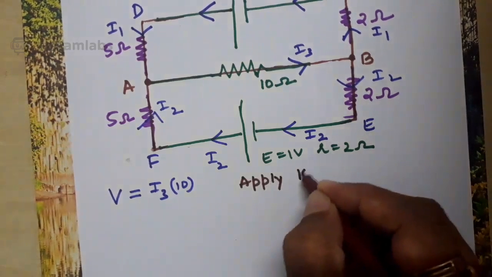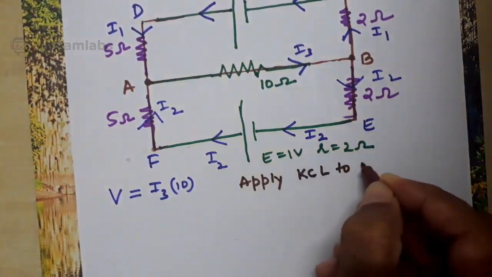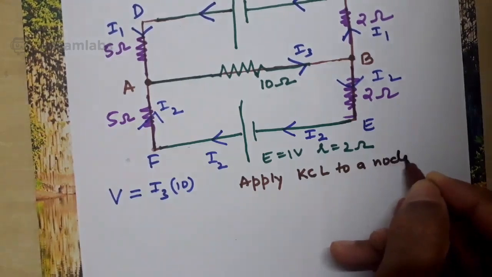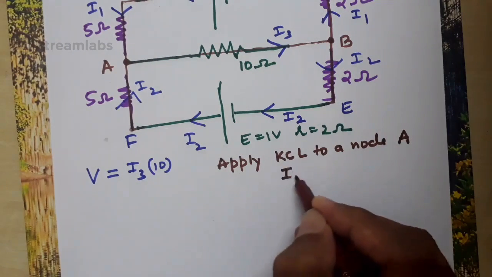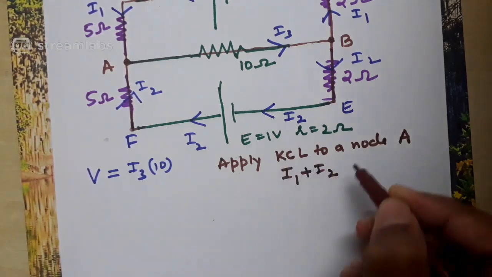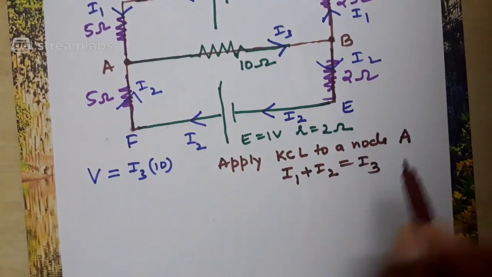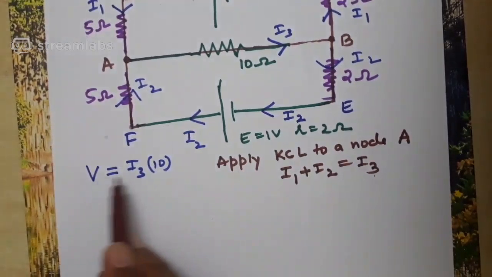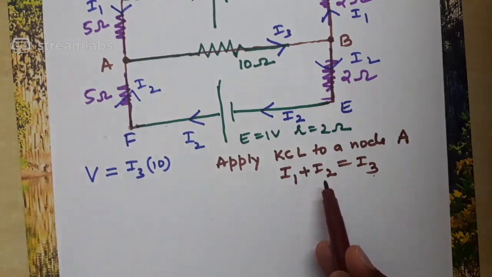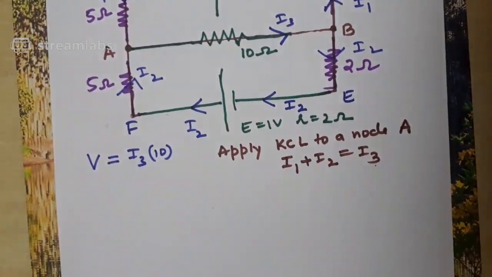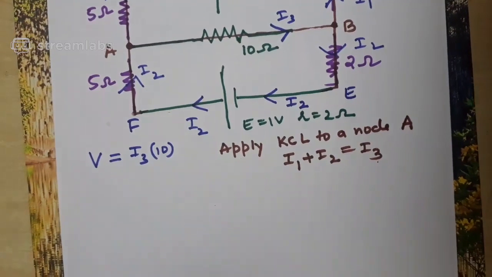KCL. Apply KCL to a node. Shall I take up a node as A? Yeah, if I apply KCL to node A, it should be I1 plus I2, current entering the node, is equal to I3, current leaving the node. That means to find out I3, I should know I1 and I2. Correct? Okay, now the question is how to find out I1 and I2. You have to apply KVL.